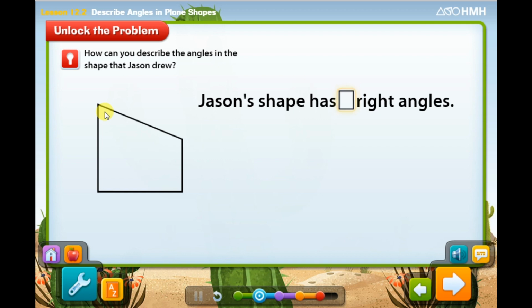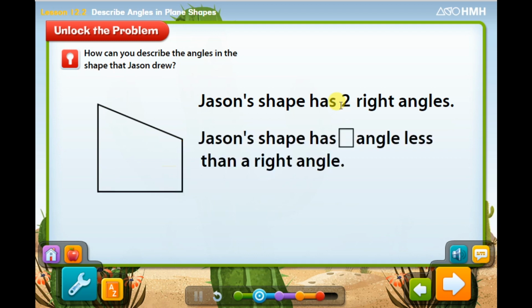Is this a right angle? No, it's a narrow angle. It is smaller than a right angle. Is this a right angle? It's a wide open angle. Is this a right angle? Yes. Is this a right angle? It looks like a square. Of course, it's yes. So how many right angles here? 1, 2. So, is it 2? There are 2 right angles in Jason's shape. Here is the first right angle. Here is the second right angle.